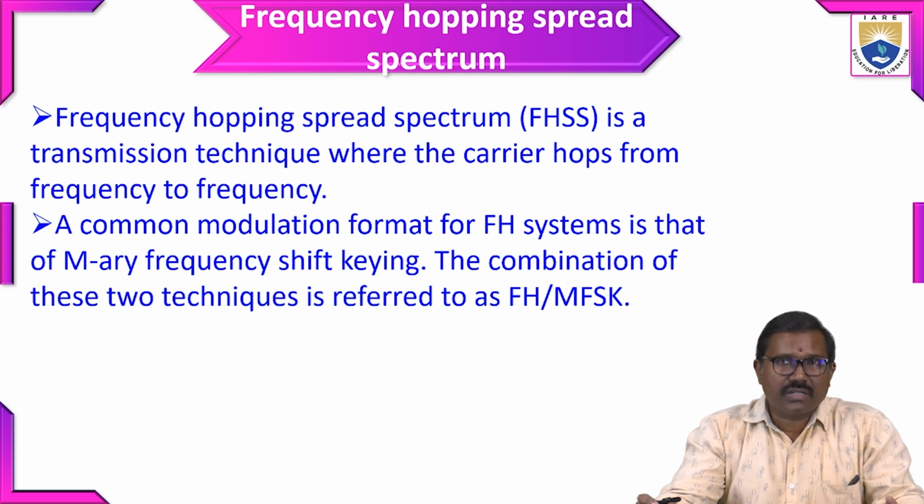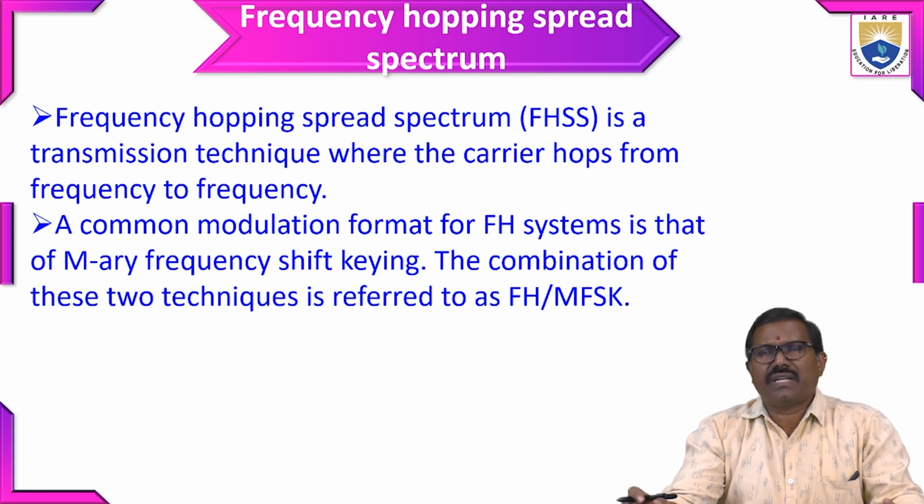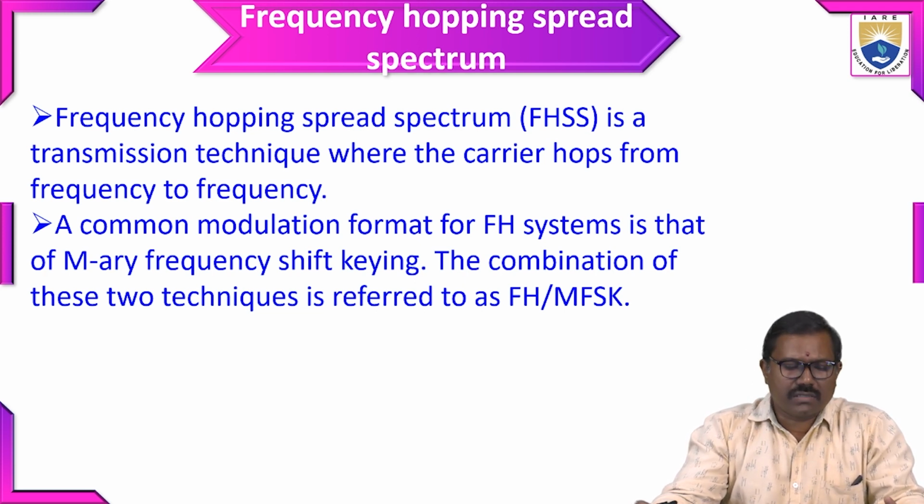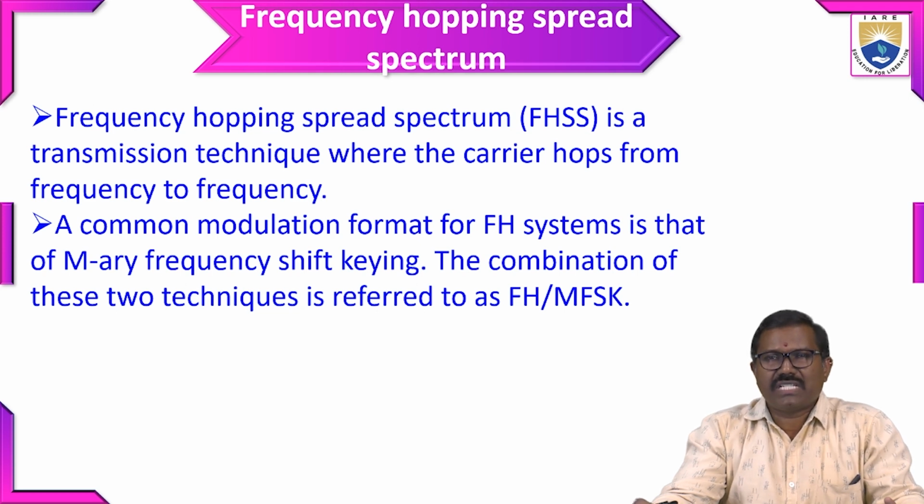So frequency hopping spread spectrum is a transmission technique where the carrier hops, that is, jumps, from one frequency to another frequency. A common modulation format for frequency hopping systems is M-ary frequency shift keying. You know the difference between M-ary and binary. What is binary? We can send either one bit, either 1 or 0. That is binary. In M-ary, you can send more than one bit.